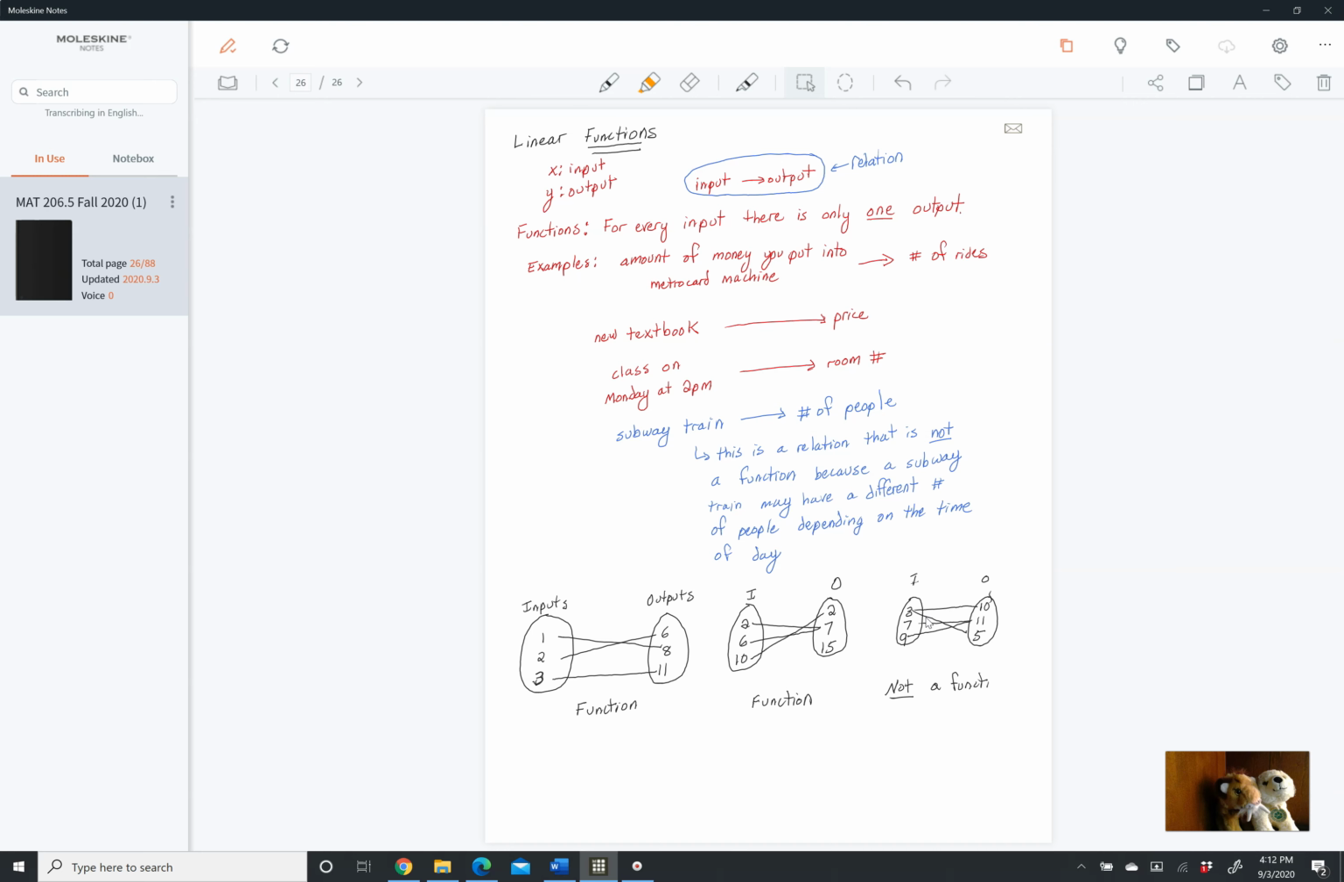And why isn't it a function? Only because the 3 has 2 outputs. You have 2 lines coming out of that 3. It has 2 outputs.